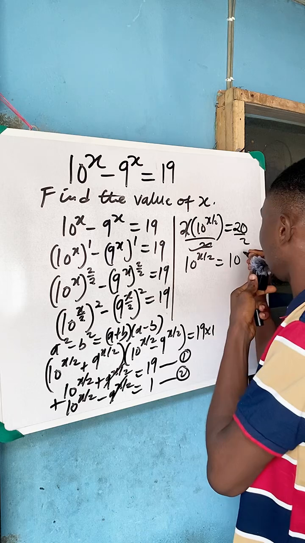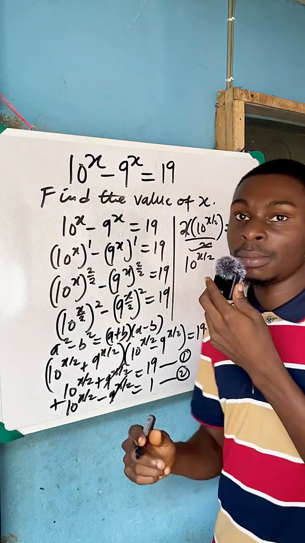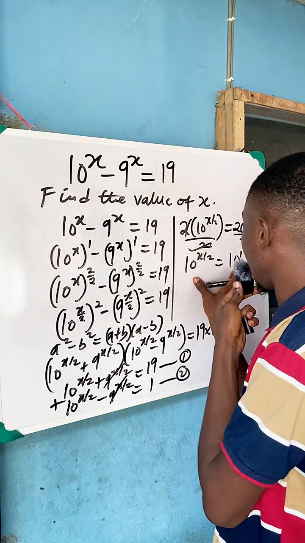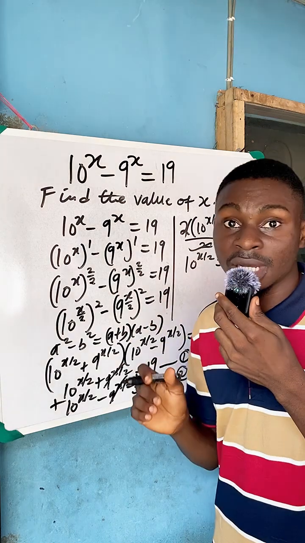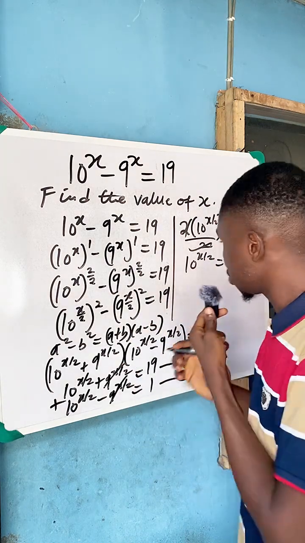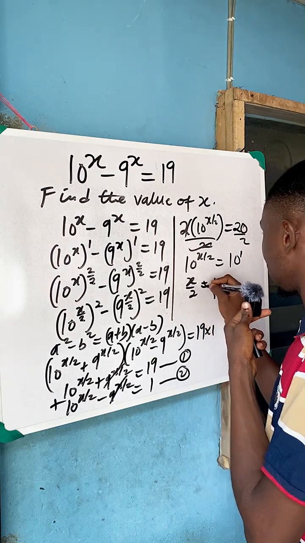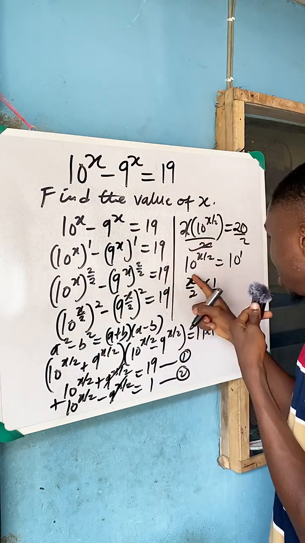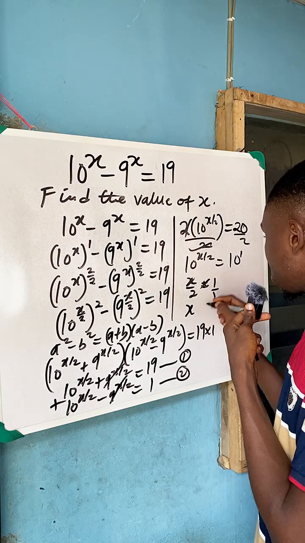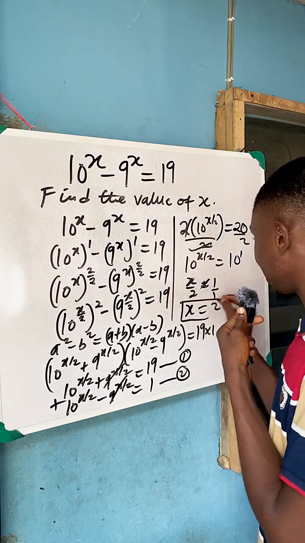You can call this a power of 1, because one of the properties of indices says that when you have the same base, you can equally express the powers to be the same. So I can equally say that x over 2 will be equal to 1. Cross multiply to find the value of x. x times 1 is x, 2 times 1 is 2. So the value of x that can satisfy this equation is 2.